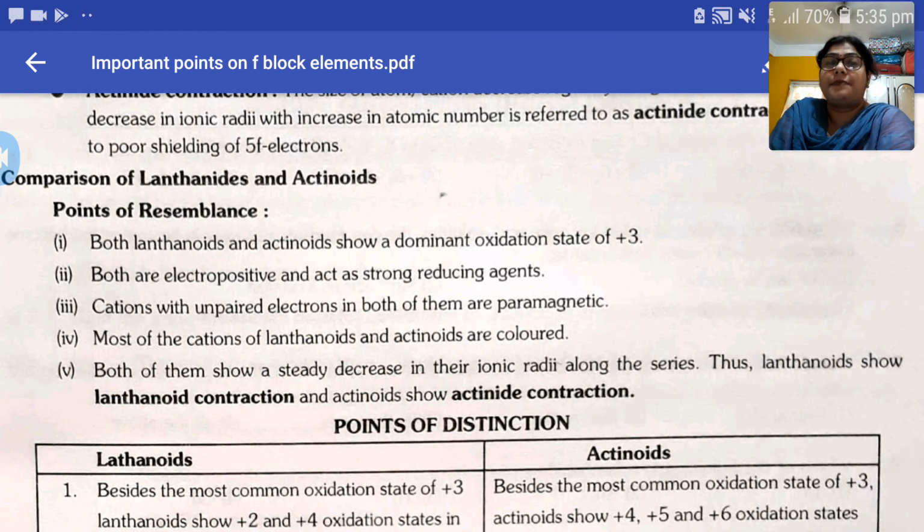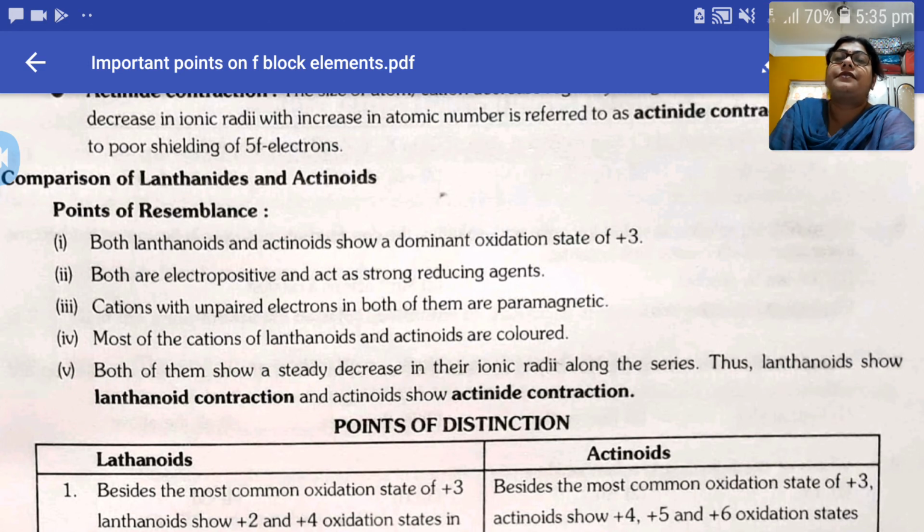Yes, those metals are generally electropositive, and these lanthanoids and actinoids are highly electropositive and act as good reducing agents. Then cations with unpaired electrons of both of them are paramagnetic. Yes, those ions which will have unpaired electrons in the 4f or the 5f orbitals will show paramagnetic character. So this is seen in case of lanthanoids as well as in case of actinoids.